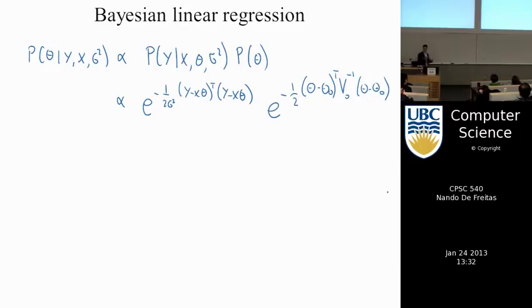Now, the game that I'm going to play is I'm going to complete squares. I'm going to combine these two terms. And then I'm going to argue that when I combine those two terms, I will get something that looks like this. And then because I know what the integral of this is, I will be able to put the constant. So what I'm going to first try to do is manipulate these quantities so that I end up with something that looks like this, that has a single Gaussian. All right, so how do we do that?